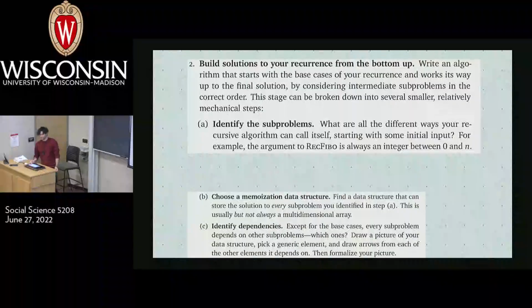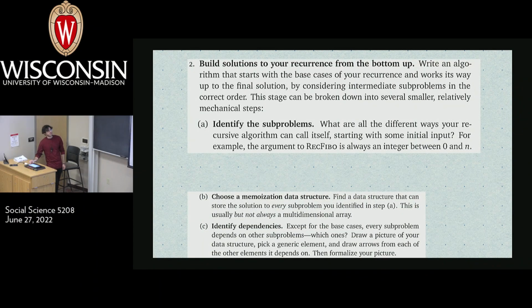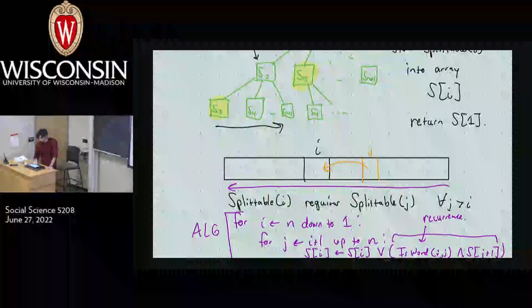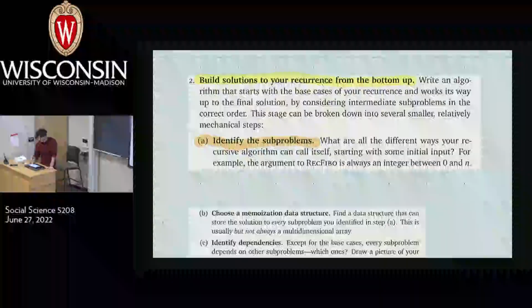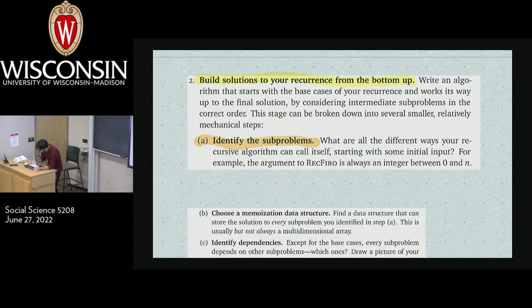Here's the second part. This one's the long part, but it's also the easy part. So now once you have your recursive solution, you're going to build up your solutions bottom up. This is where you get the iterative algorithm. So in particular, the first thing you do is identify the subproblems. In the example of splittable, the subproblems would be this. It's all j greater than i. Those are the subproblems. It's all of these things. In other words, what are the different ways your algorithm can call itself?